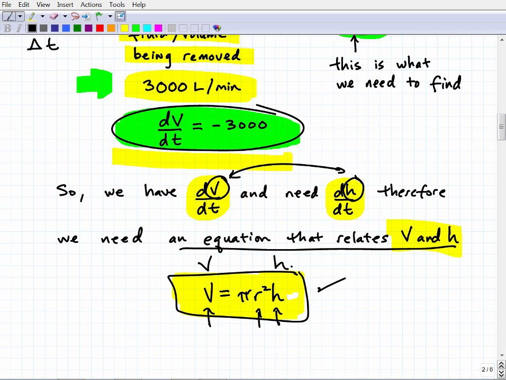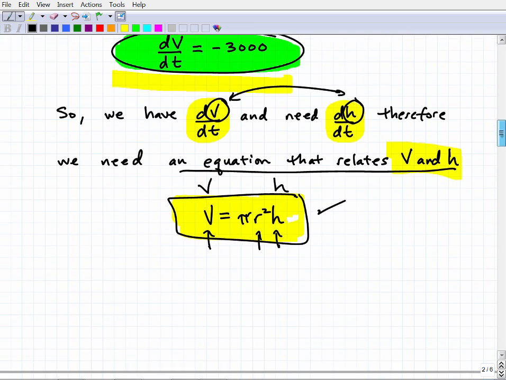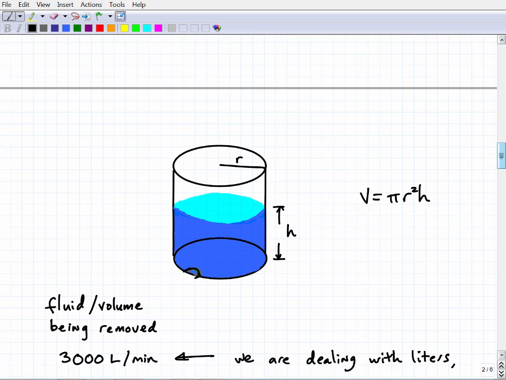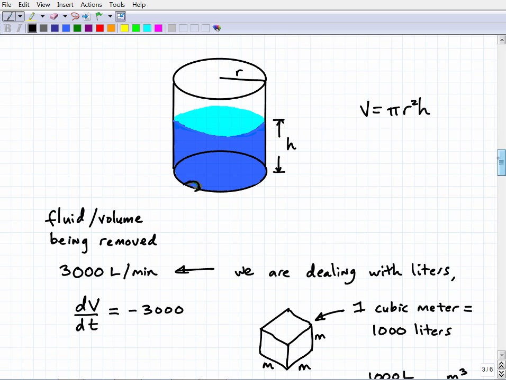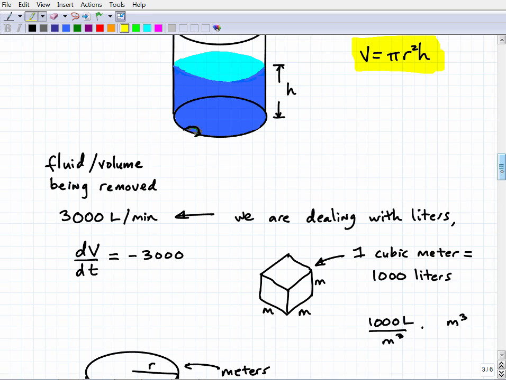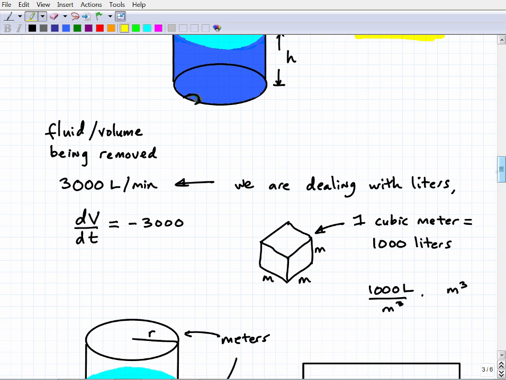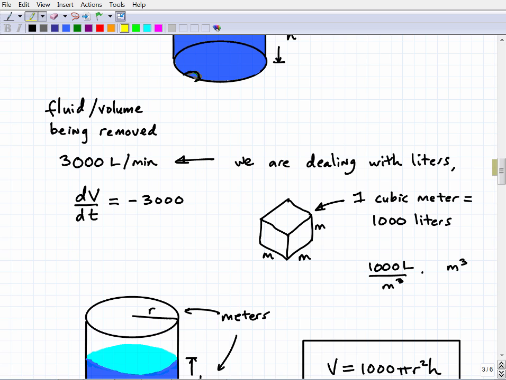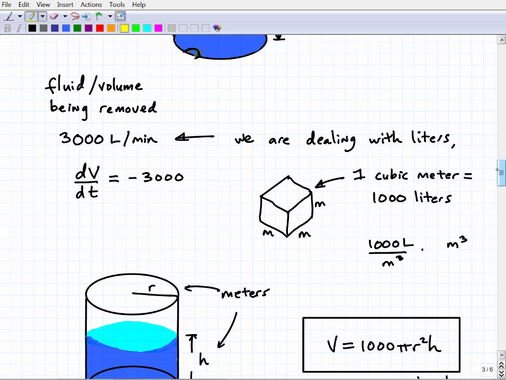So we need some way to relate these two rates of change. We're going to use this equation, but we're going to have to make a few adjustments here. And this is not trivial. This is really important for this particular problem. But let me get into what I'm talking about. Again, we have an equation that relates the V and the H. But the problem, and this could be a little bit confusing for some students, so I'm going to try to make it as easy to understand as possible.